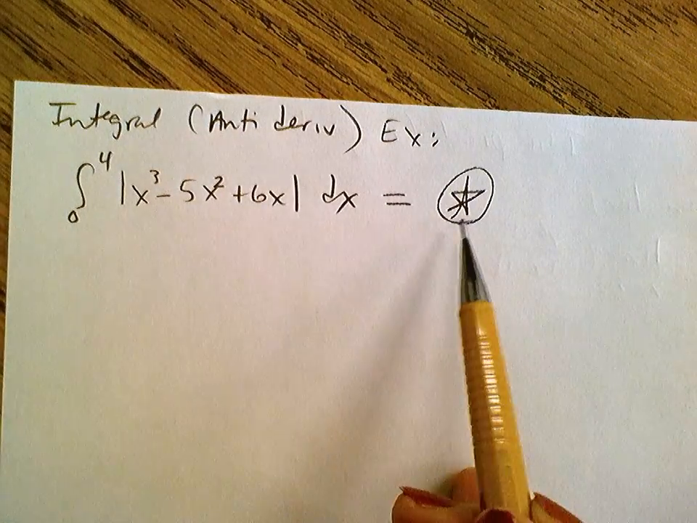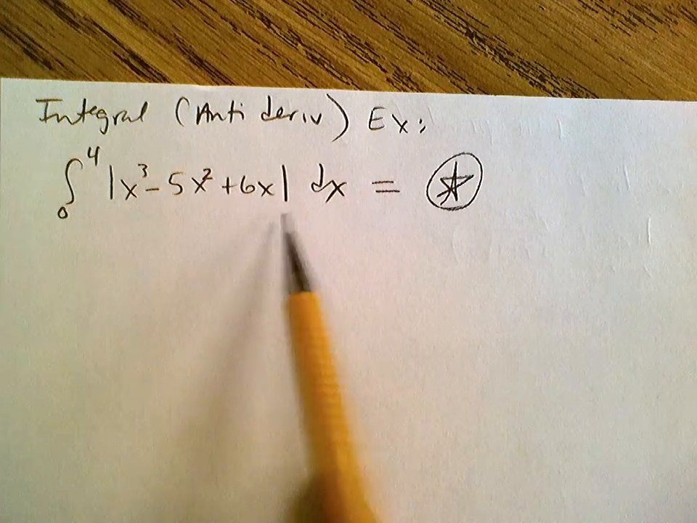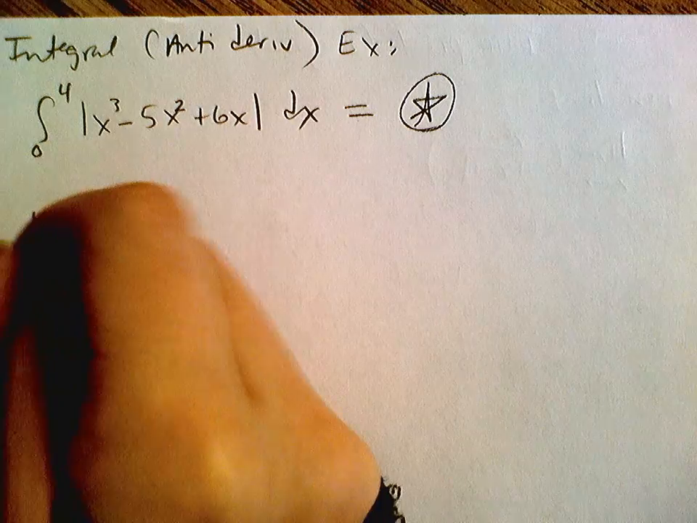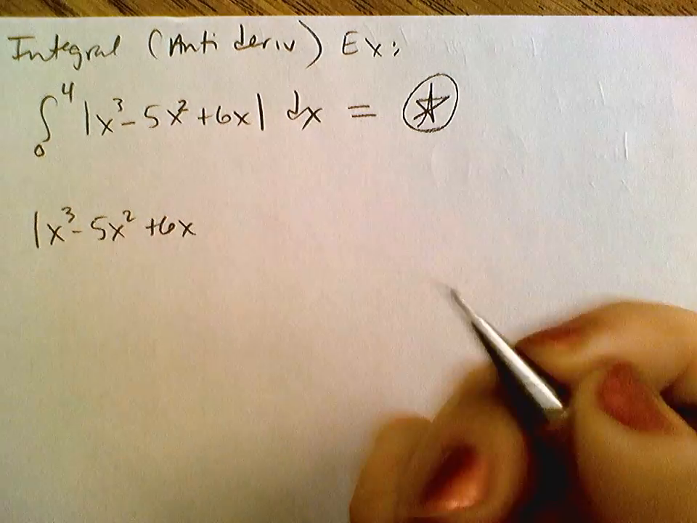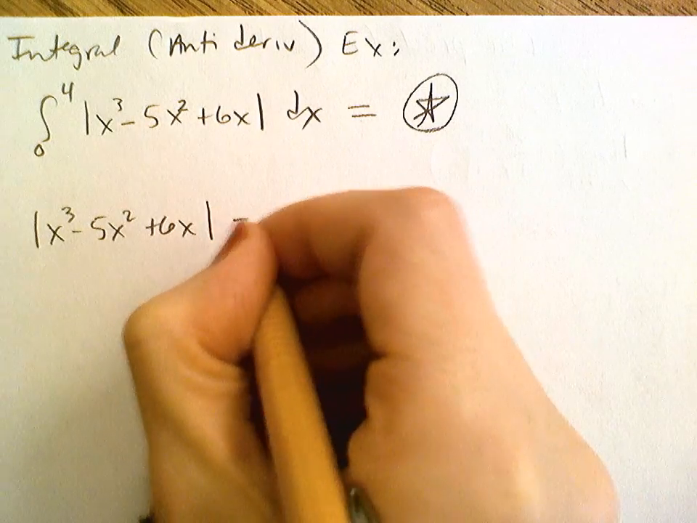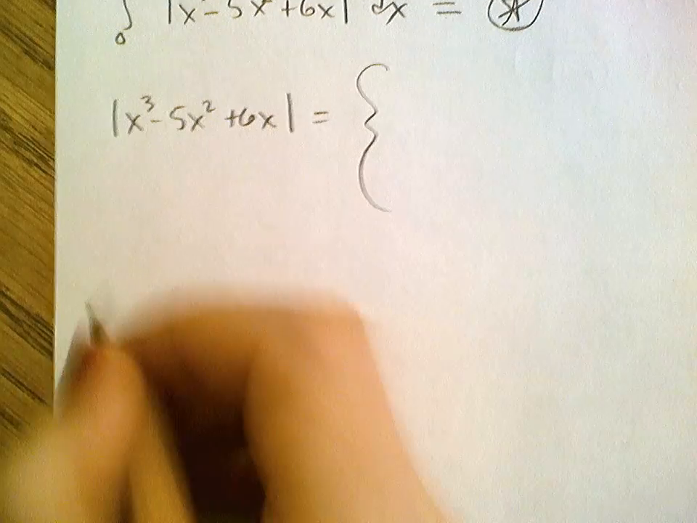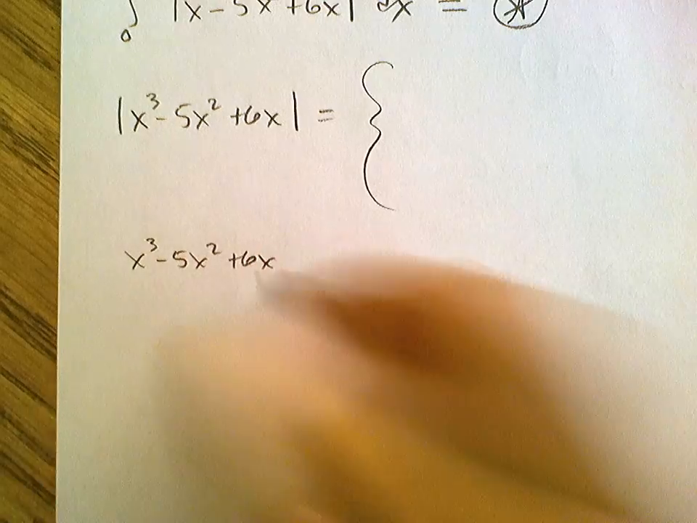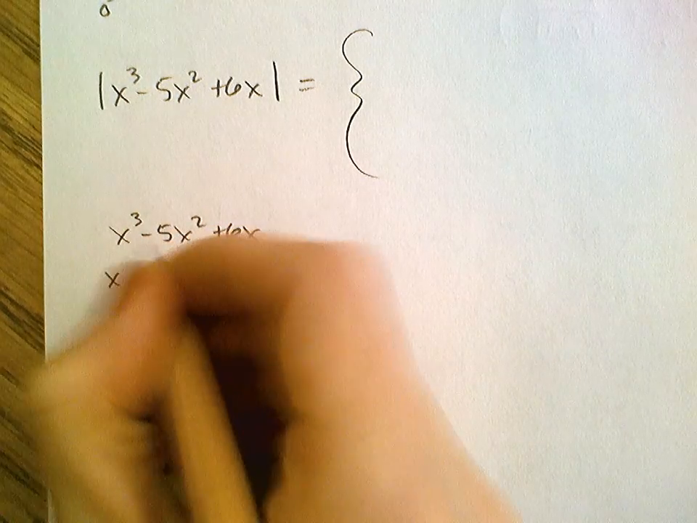I'm going to come back to this later. So right now I'm just going to say equals star, so I don't have to rewrite this. So this is equal to whatever star is, and then later I'll have star equals. Okay, so I take x to the third minus 5x squared plus 6x, and I want to make it a piecewise function. I've got to figure out where it's positive or negative. So first I factor it.